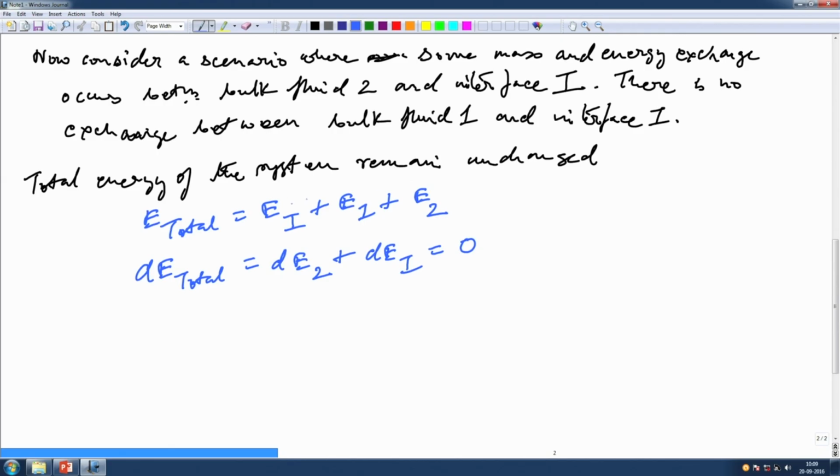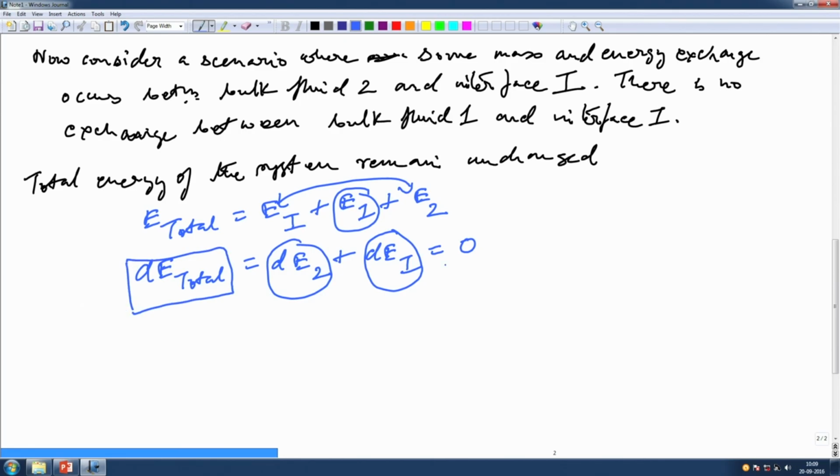There is an energy exchange occurring between E2 and EI essentially, while E1 is kept constant. So, there is a reduction or increase of energy of E2, and an equivalent increase or decrease of energy of the opposite sign of EI, but the total energy of the system is constant. Therefore, the sum total of these two energy changes has to be equal to 0, right. Individually, dE1 is of course equal to 0, because we are not having any exchange between bulk fluid 1 and the interface I. So, hope this part is clear.